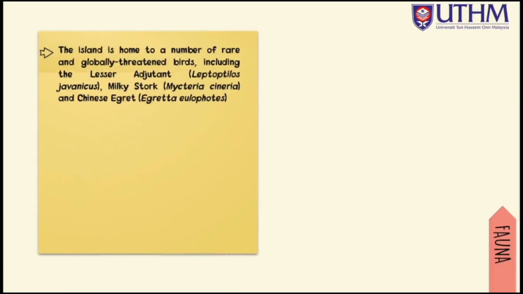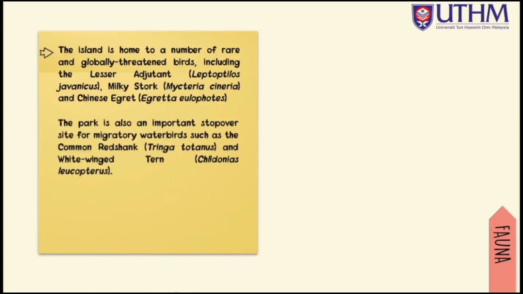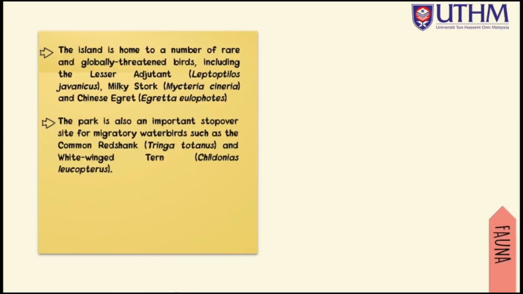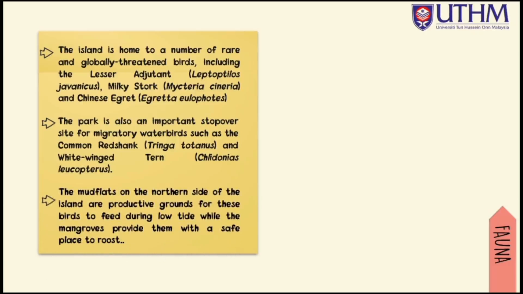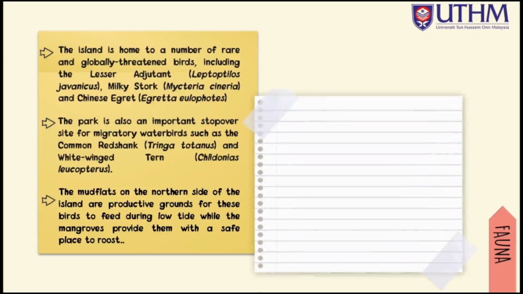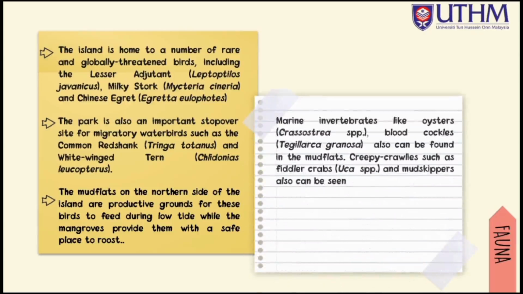The island is home to a number of rare and globally threatened birds, including the lesser adjutant, milky stork, and Chinese egret. The park is also an important stopover site for migratory water birds such as the common redshank and white-winged tern. The mudflats on the northern side of the island are productive ground for these birds to feed during low tide, while the mangrove provide them with a safe place to roost.